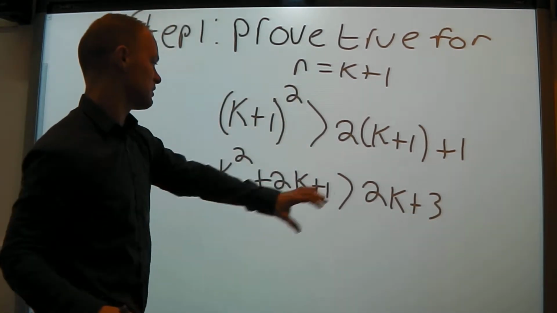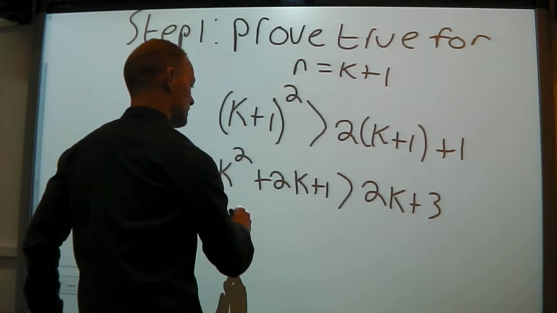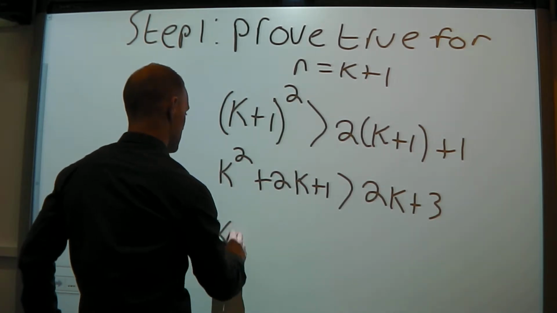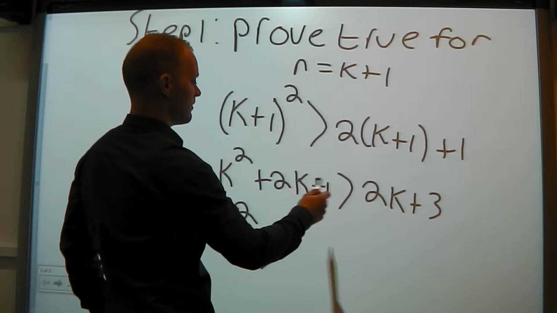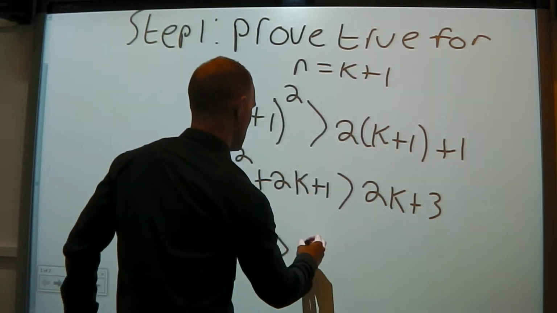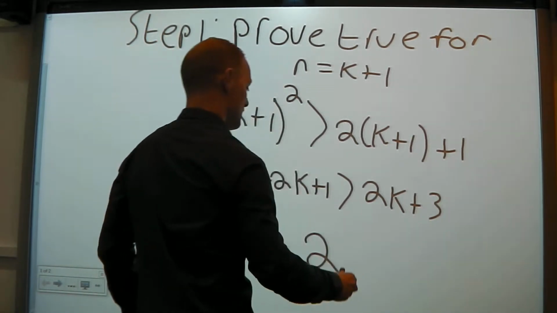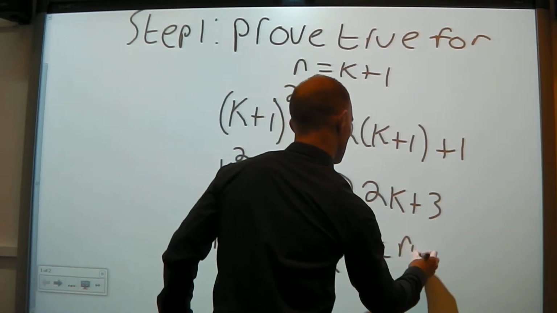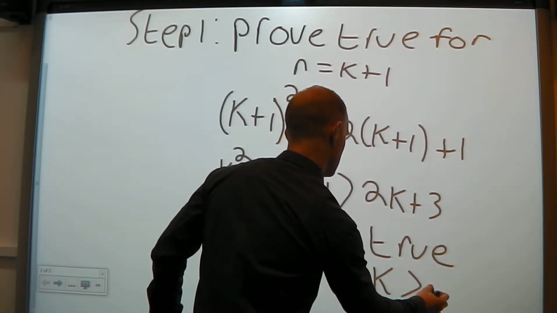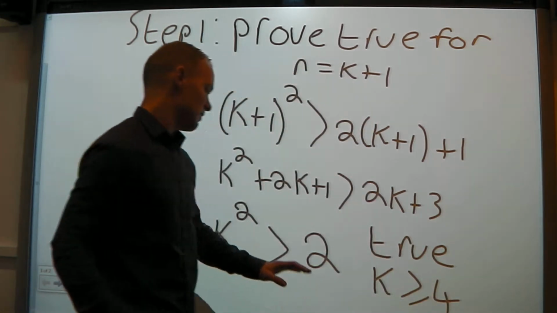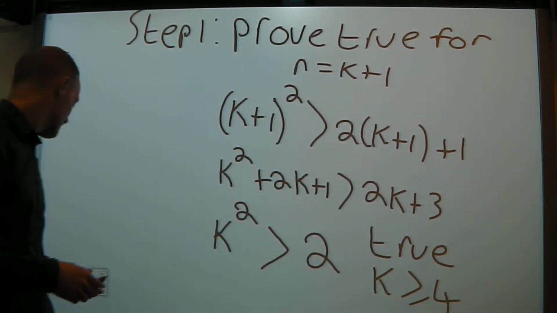And what we do here is we can subtract 2k from both sides, and subtract 1 from both sides, and that leaves us with k squared is greater than 2. And that is true for any value of k greater than or equal to 4. So we'll be using this now in the second part of this problem.